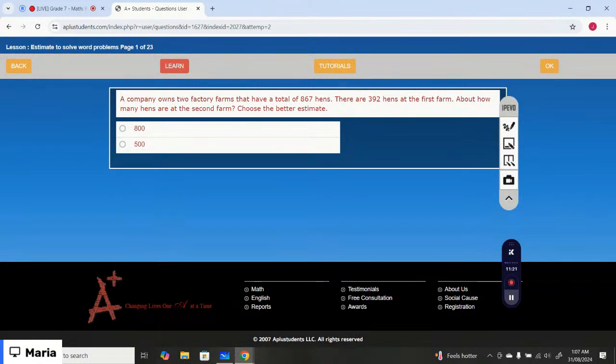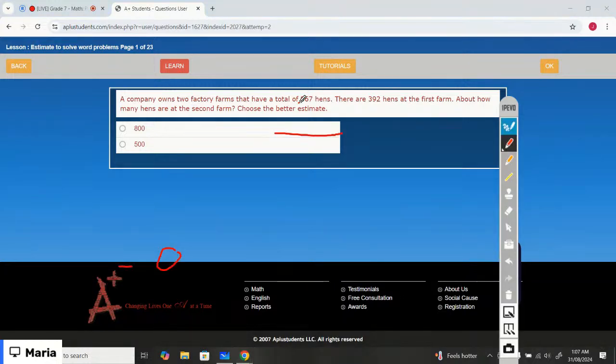Okay, a company owns two factory farms that have a total of 867 hens. There are 392 hens in the first farm. About how many hens are in the second farm? So for both the factory farms, they have 867 hens, right? You are given that one has 392. You need to find the other one. You have to find the better estimate.